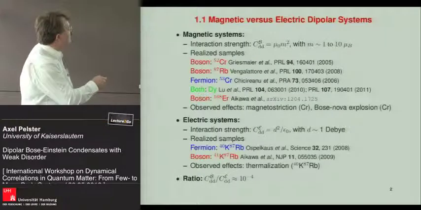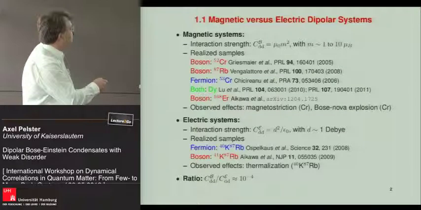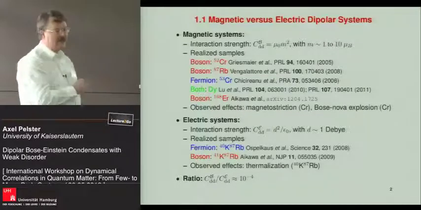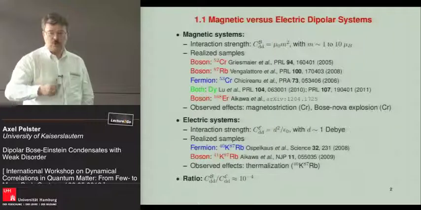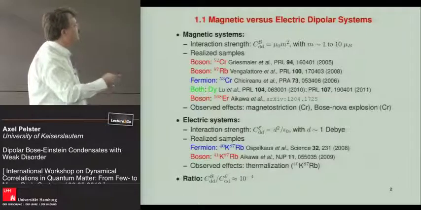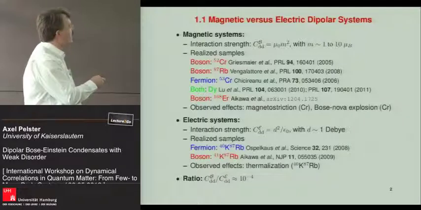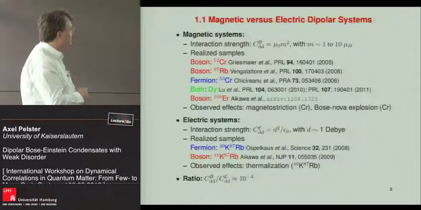For chromium, the magnetic dipole moment is 6 Bohr magneton, for dysprosium 10 Bohr magneton, and for erbium 7 Bohr magneton. And you always have to take into account that the square enters, which means for dysprosium, the dipole-dipole interaction strength is 100 times larger than for the alkali metal BECs.